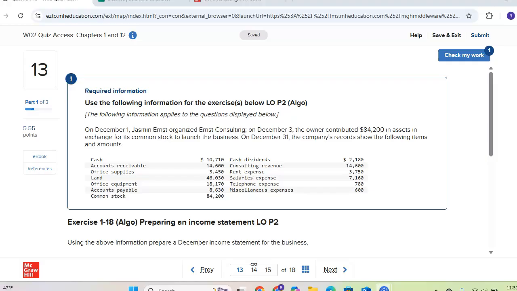So we're going to start on question 13 at this time, and it starts with this box right here that says, on December 1st, Jasmine Ernest organized Ernest Consulting. On December 3rd, the owner contributed $84,200 in assets in exchange for its common stock to launch the business. On December 31st, the company's records show the following items and amounts, which will be useful later for our accounting purposes.